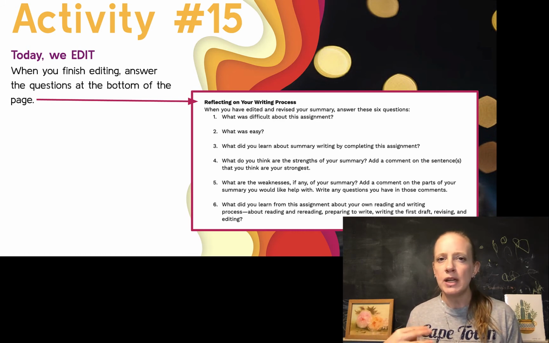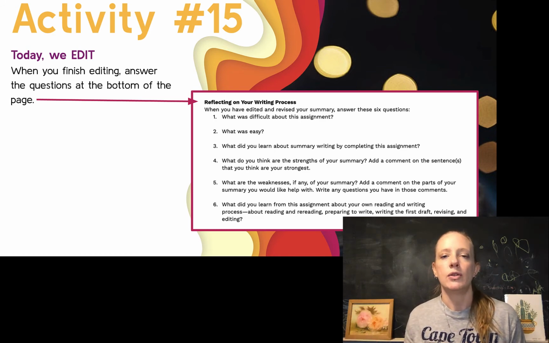And that helps me know that you understand your own writing, and it helps me see where you think your strengths are. And then on the same token, what are your weaknesses? Is there a part in your summary that you really think you need help with from me before I score it? And then finally, what did you learn from this assignment about your own reading and writing process? So through all the steps that we did, all the 15 activities leading up to today, what did you learn about your ability to read and write and yourself as a learner? So you're going to answer those at the bottom of the document.